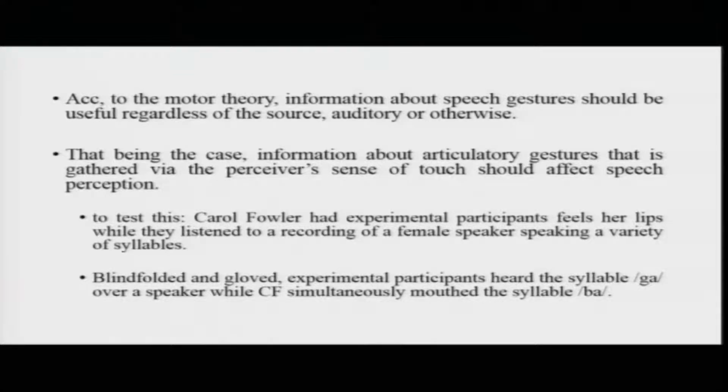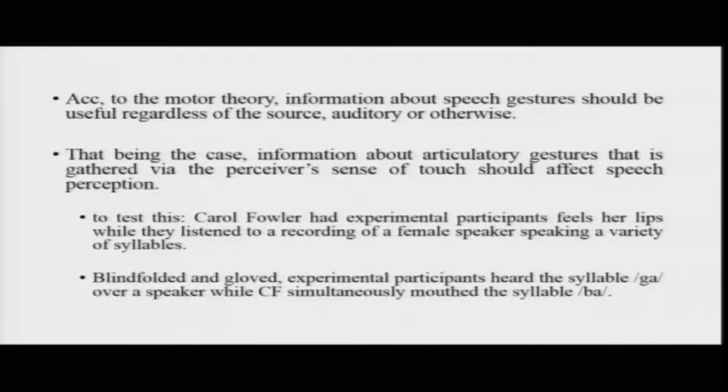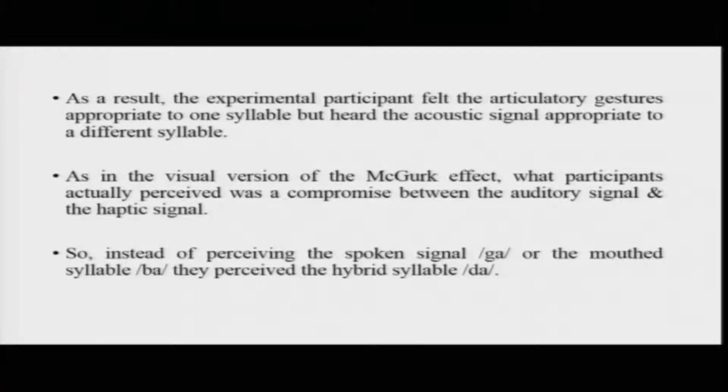they listened to a recording of a female speaker speaking a variety of syllables. So the lips say ba, the hearing says ga, and what you hear is a combination of these two, saying da. That's the McGurk effect that really happens. Blindfolded and gloved experimental participants heard the syllable ga over a speaker, while Carol Fowler actually mouthed ba, and what they hear is da. So the McGurk effect is clearly there with them as well.